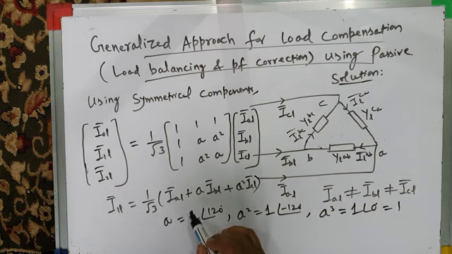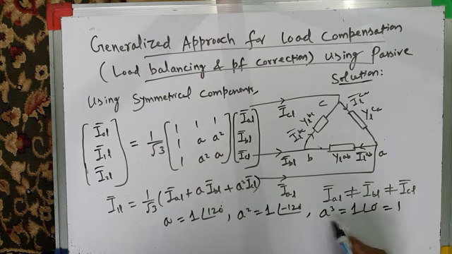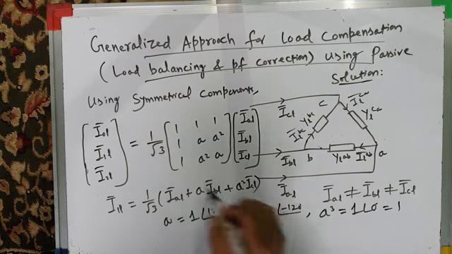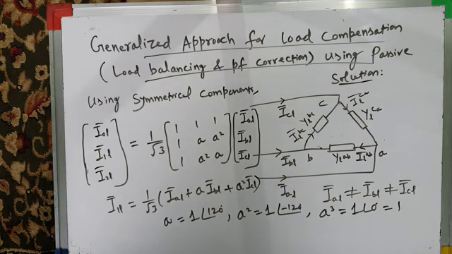Although we don't have an A cube term here, very soon you will encounter the A cube term. A cube is 1. A is 1 at an angle of 120 degrees, and A square is 1 at an angle of minus 120 degrees. We have already discussed this in a lecture on symmetrical components earlier. So if you want to find the positive sequence component of currents, it is a three-phase system comprising three currents which have a phase shift of plus minus 120 degrees and have the same phase sequence as the original set of currents.